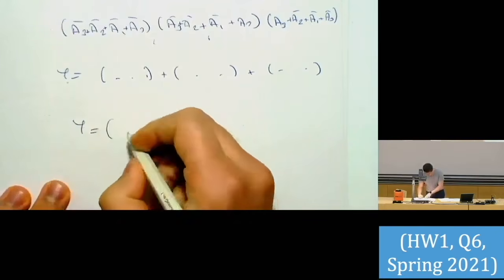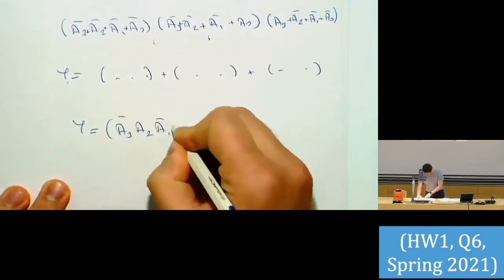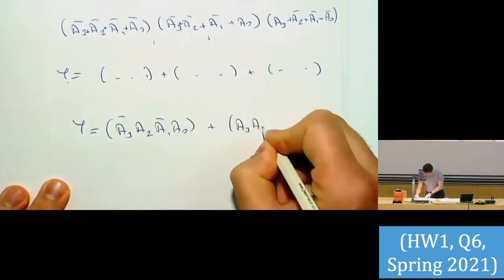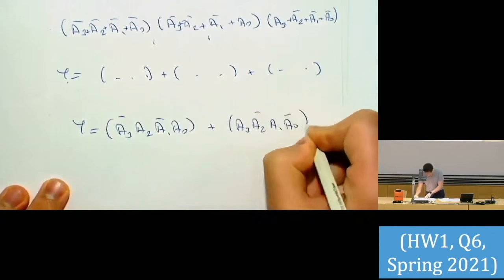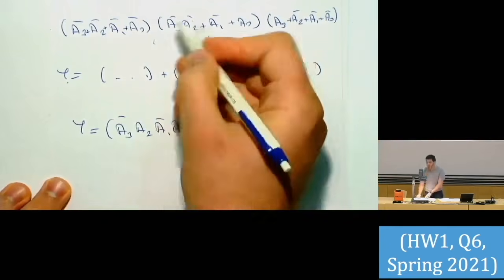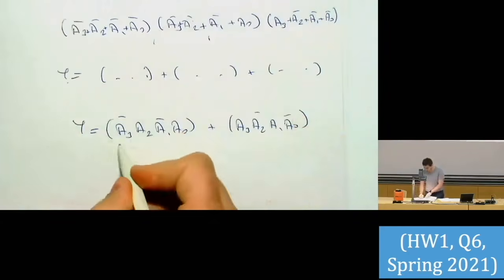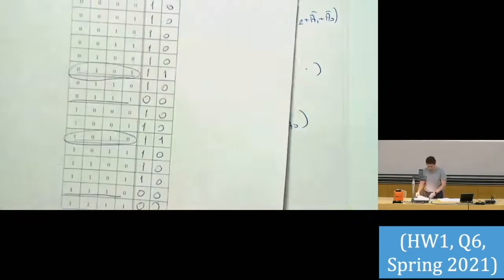So Y is, or A3, A2 not, A1, and A0 not. This is similar to the other one, but instead I ORed the terms here. And I said that if one of these is 1, then Y should be 1. This is what the question is asking for.